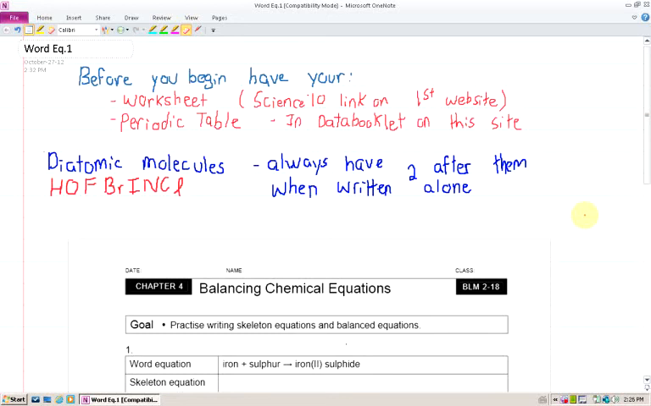This is the Introduction to Word Equations. You will need the worksheet Word Equations 1, which is located on my first website. Use the Science 10 link. And you also need a periodic table.